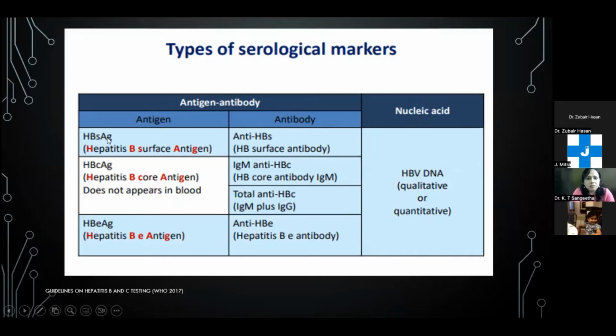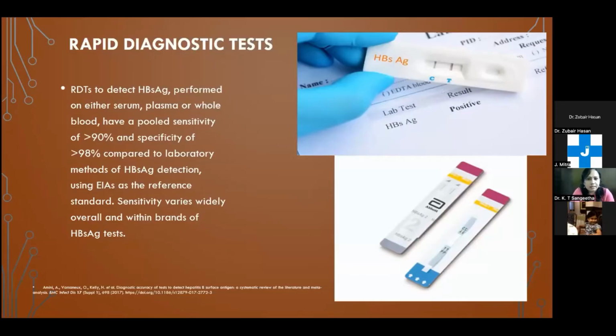Coming to the antibodies, we have anti-HBs, which is a neutralizing antibody. Though HBc doesn't appear, it doesn't get secreted, we have antibodies developed to that, that is IgM, and one more is a combination of IgM and IgG, which we call total anti-HBc. And also we have antibodies against the HBe, that is the pre-core antigen, which is known as the anti-HBe antibody. And coming to the molecular markers, the HBV DNA can be detected. There are various assays, some are qualitative, some are quantitative. I'll be discussing that in detail.